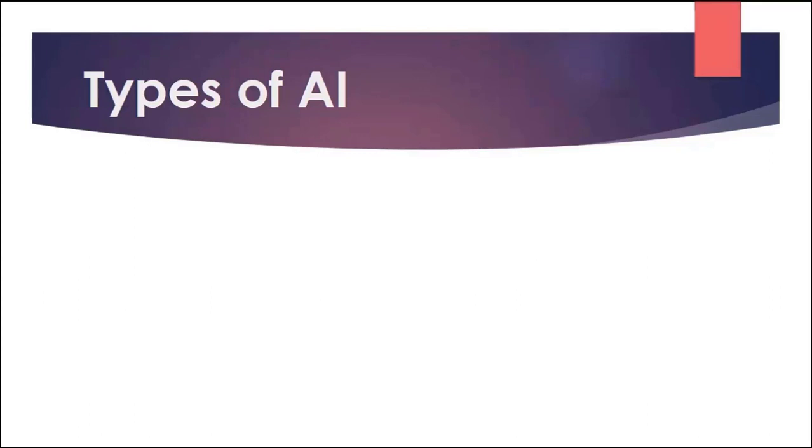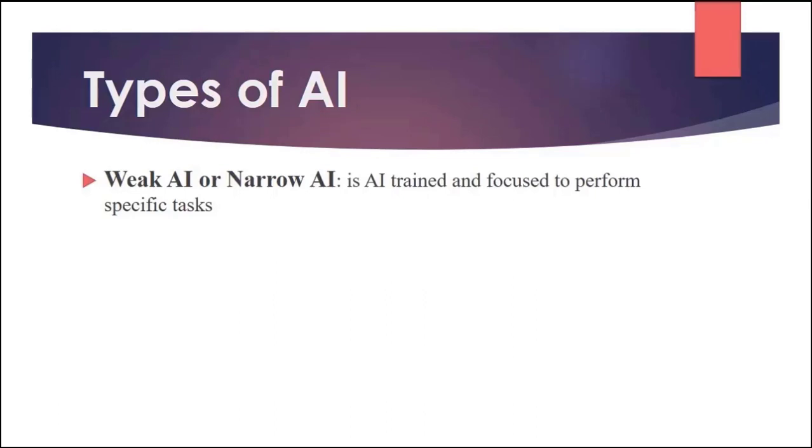There are two types of AI. The first type is weak AI or narrow AI. In this type of artificial intelligence, the machine is trained to perform tasks in a certain area, such as driving or playing chess. These machines work well in this particular area. For example, the machine can compete with the best chess players, but can do nothing else.